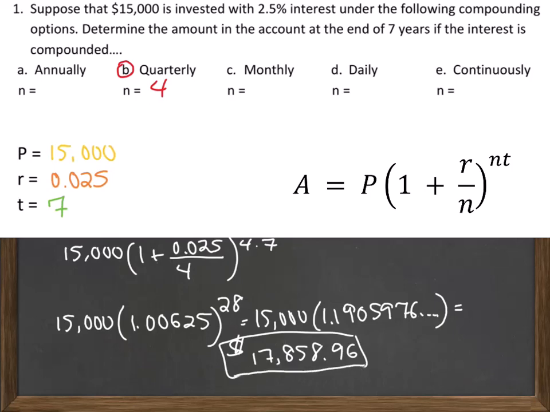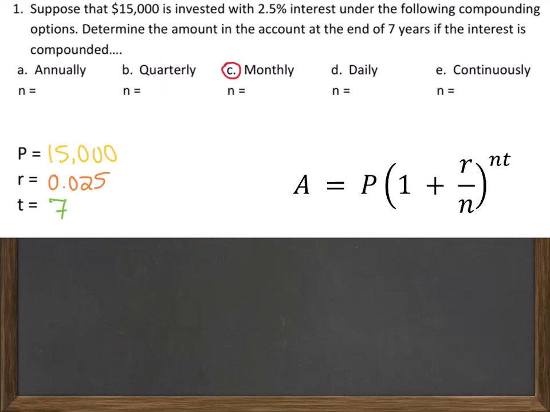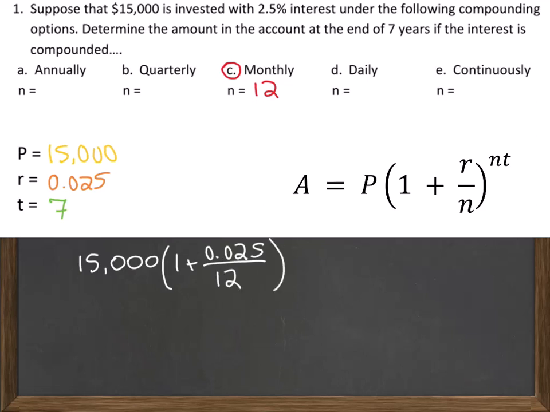Okay, so let's see how it changes with part C. So now we're compounding monthly. Again, there are 12 months in a year, so n is going to be equal to 12. Okay, so we still have our principal, that's 15,000 times 1 plus our interest rate, 0.025, divided by 12 this time, because our n is 12, to the 12 times 7th power.